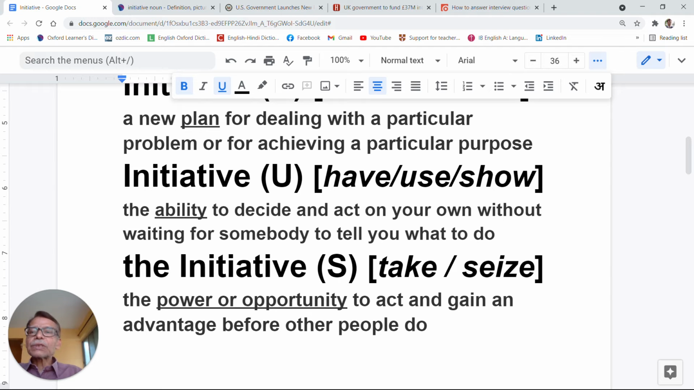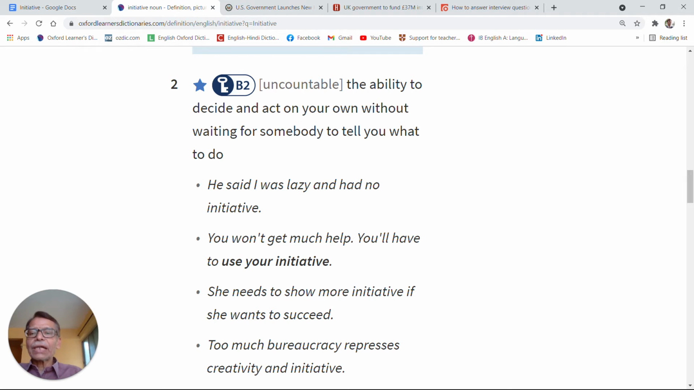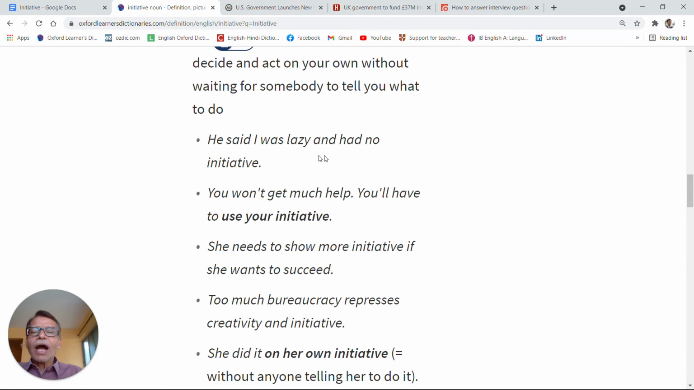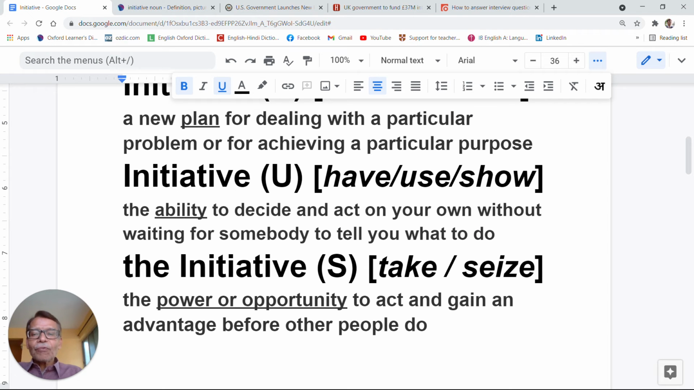So here, what are the verbs going with this? Let us look at the examples. He said, I was lazy and had no initiative. So the first verb, I had no initiative. So you use have for this kind of initiative, which is an uncountable noun. So either you have initiative or you don't have. Either you possess initiative or you don't possess, because you don't have. You can't, and since you don't have, you can't use that sort of initiative. You can't show that initiative.